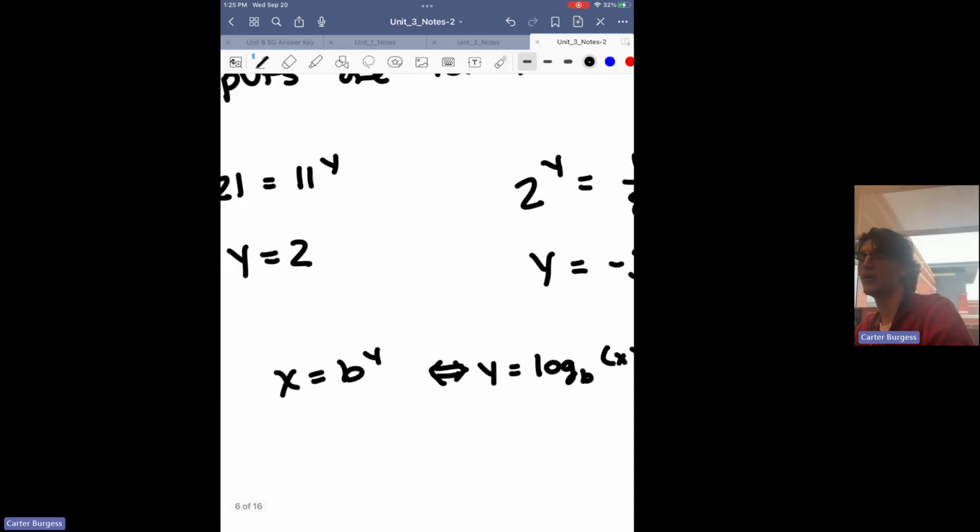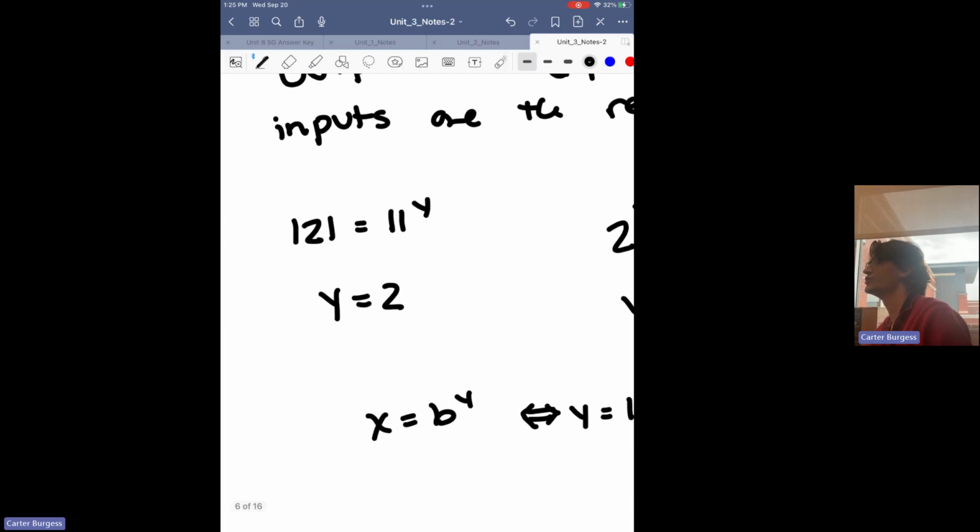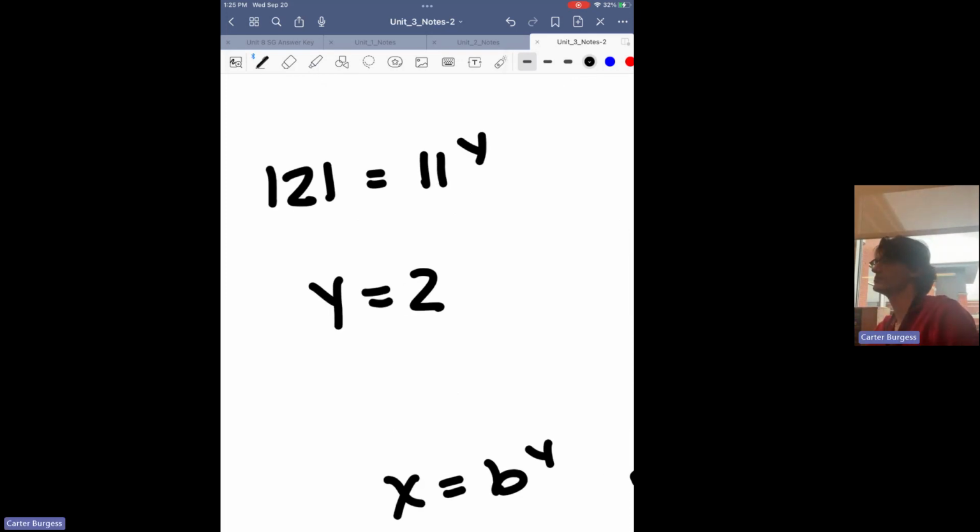All right, so that is the construction that we are working with here. If I plugged 121 into log base 11 of x, so log base 11 of 121, what power do I have to raise 11 to in order to equal 121? What is our answer? 2. And so this is an equation that solves for the power that our base needs to be in order to equal whatever we plug in.